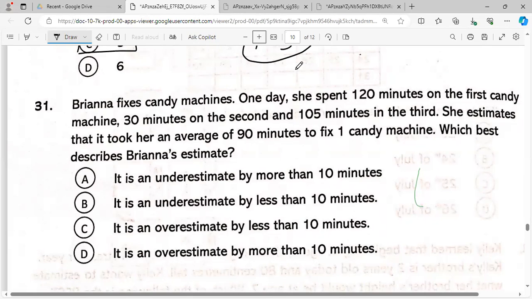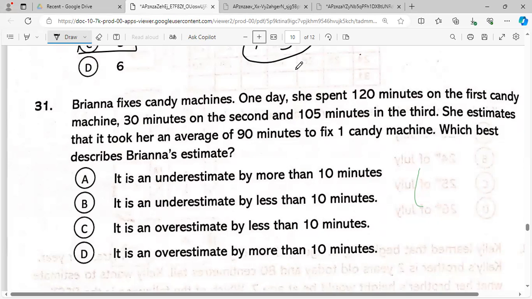Because it says that she spent 120 minutes on the first candy machine. Then she took another 30 minutes on the second one and 105 minutes on the third. And she estimates it took her an average of 90 minutes to fix one candy machine. So our estimate is more than 10 minutes, because it says it took her an average of 90 minutes to fix one candy machine.